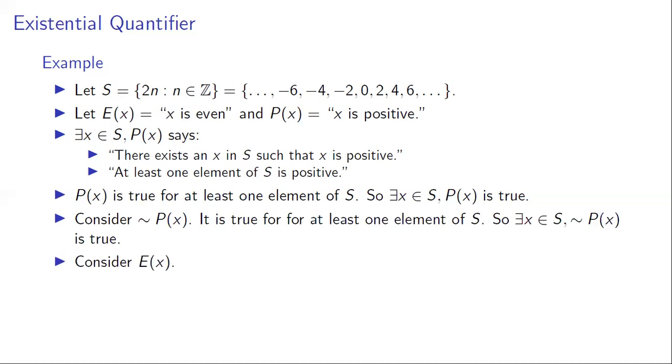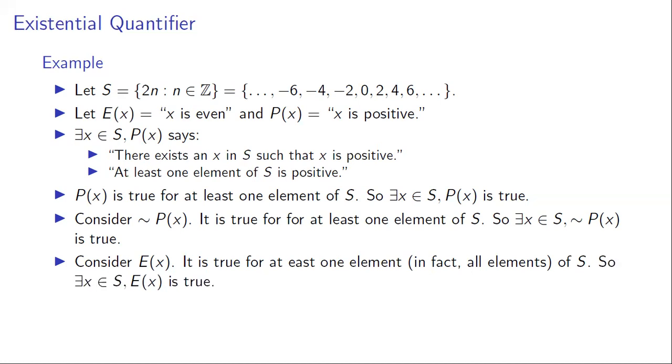Another example, consider E of X. So E of X says that X is even. And the question is, is it true for at least one element of S? The answer is yes. In fact, it's true for all the elements of S. But at the very least, it's true for at least one element of S. So this statement that there exists an X in S such that E of X is a true statement.